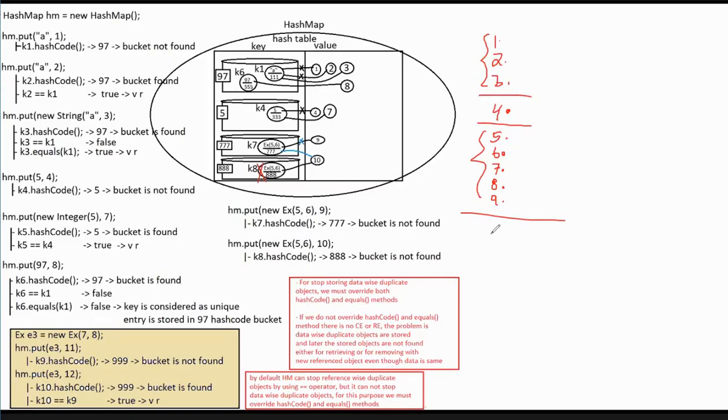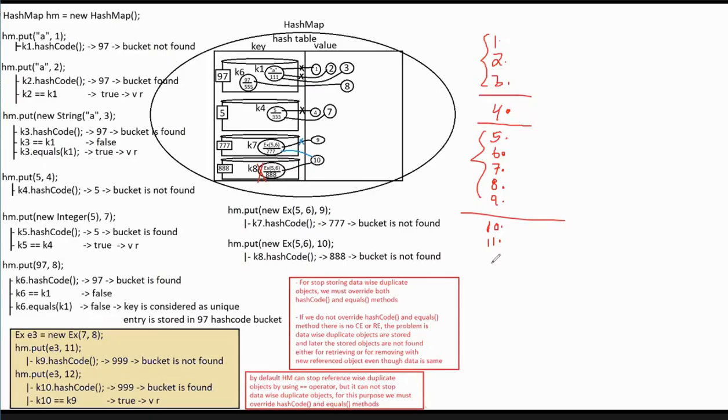Now the algorithm. You have to explain with the algorithm. Every time we store an entry, on the key object the hashCode method is called to find its bucket. If the bucket is found, it returns. If the bucket is not found, it creates a new bucket and stores the entry in this new bucket. If the bucket is found, then the entry will not be stored immediately. It will compare this new key with the already available keys in its hash code bucket, by using the double equal to operator and the equals method.